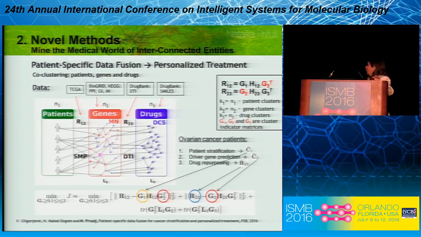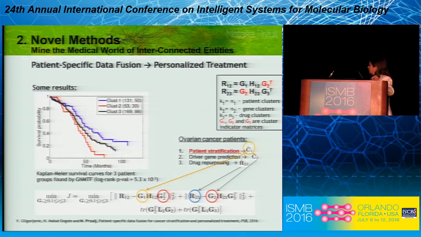Okay. And now, just the highlight of some results. So basically, where are you getting your patient stratification, driver gene prediction, drug repurposing from? For patient stratification, you're reading it from this matrix that contains clusters of patients, and we found within these 353 patients, 3 clusters with statistically significantly different survival outcomes. These are Kaplan-Meier survival curves.